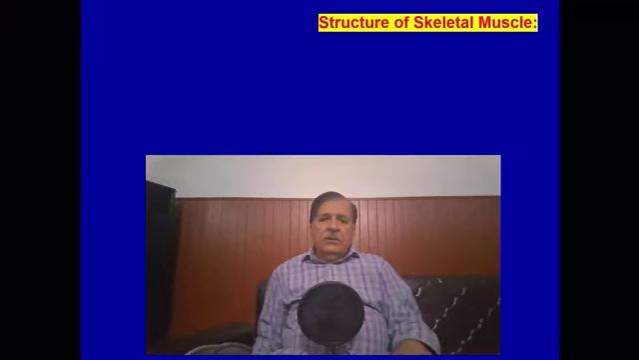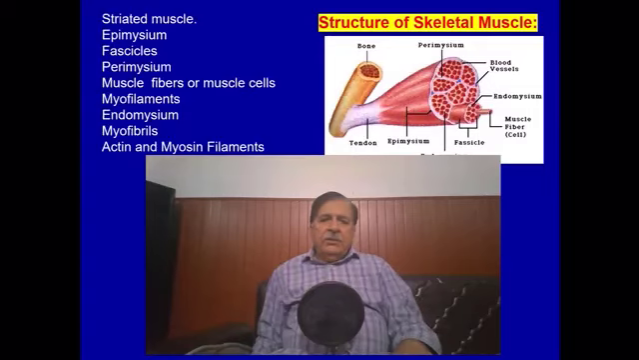Bismillahirrahmanirrahim. Today we'll discuss the structure of skeletal muscle. During this discussion, you will come across these terminologies: striated muscle, epimysium, fascicles, perimysium, muscle fiber or muscle cell, myofibril, myofilaments, endomysium, actin, and myosin.